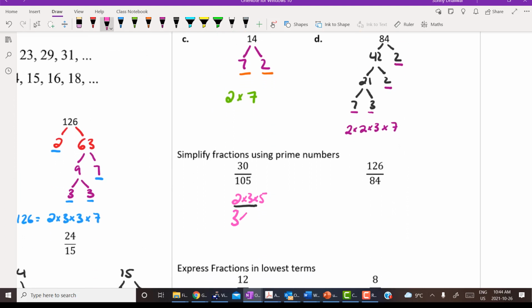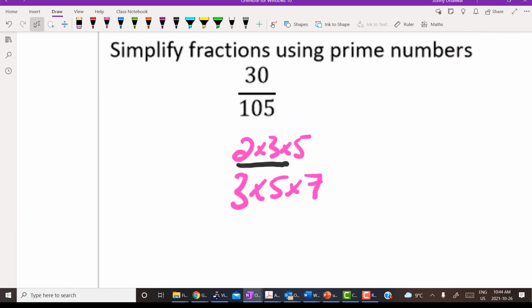So we wrote those numbers with their factors. Now we cancel out factors that we see the same, comparing the top and the bottom. So what factors can we cancel out here? 3 and 3, and 5 and 5.